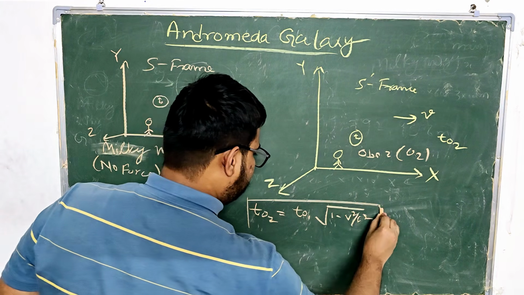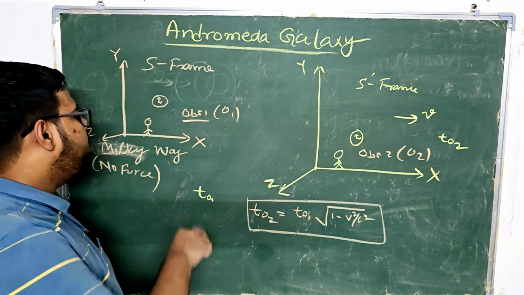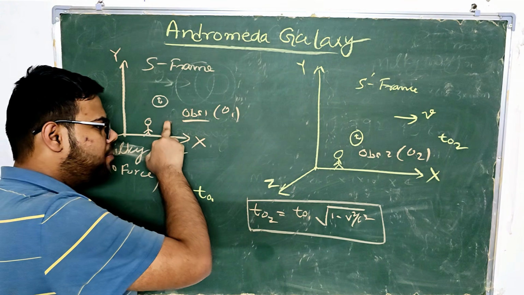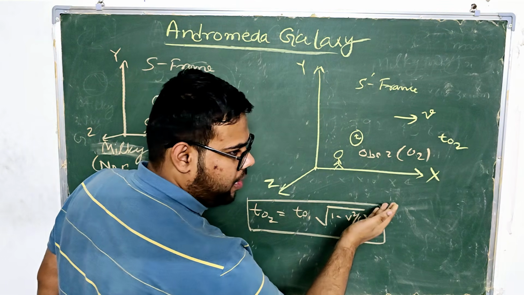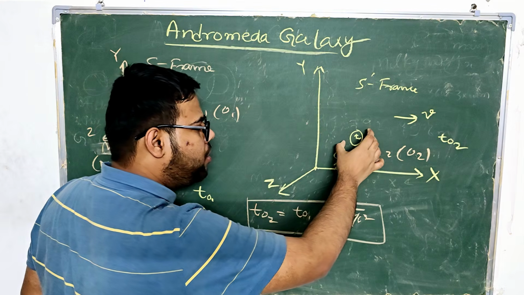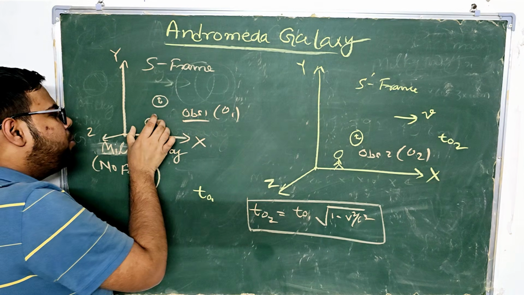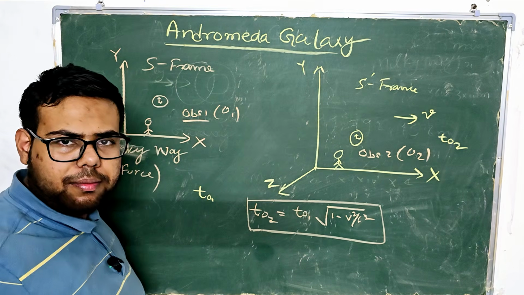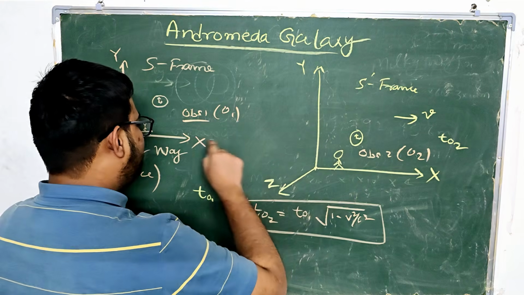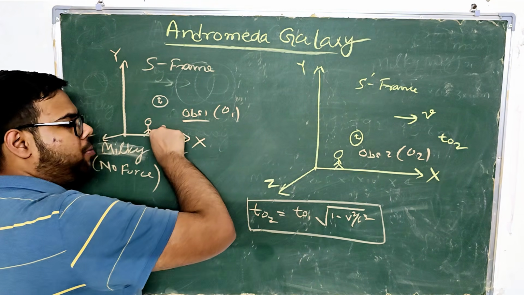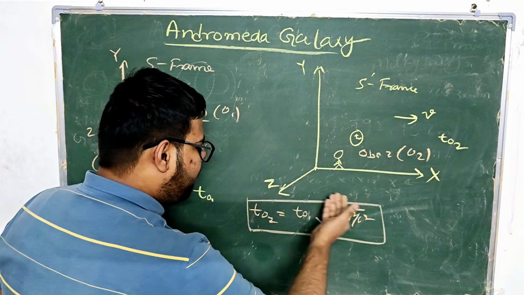Now what does it mean? It means that with respect to this observer, the other is moving slowly in time. That is, the clock is moving very slowly for him. But for this observer, the clock is moving at the normal rate, that is T O1. With respect to this observer, the clock is moving slowly. So that is why we have this expression.